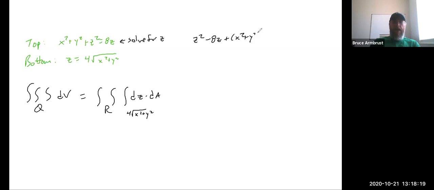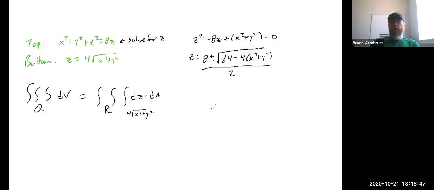this is a quadratic. So notice that this is quadratic in z. We got z squared minus 8z and then plus a constant. So if we're going to solve this, it'd be z equals 8 plus or minus the square root of 64 minus 4 times x squared plus y squared, all divided by 2. So this is the quadratic formula with a equals 1, b equals -8, and c equals x squared plus y squared.